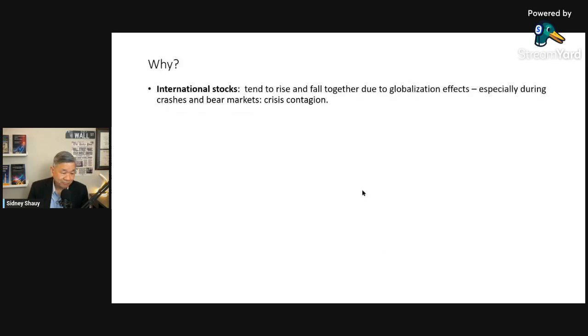All right. So why? International stocks. Let's try to explain it, see what's the reason behind it. International stocks tend to rise and fall together because of globalization, especially during crashes and bear markets. That's the famous crisis contagion.